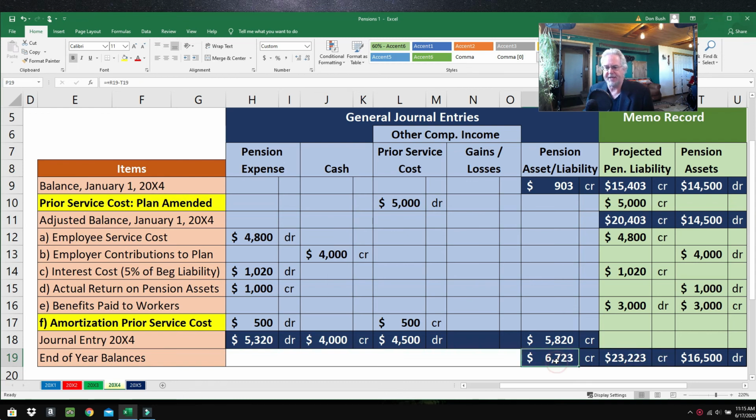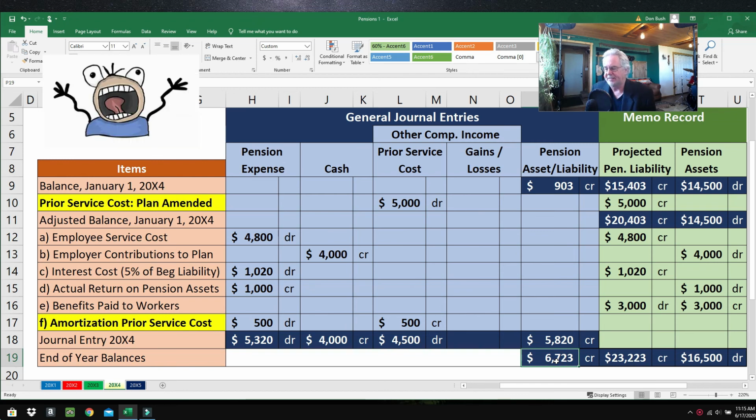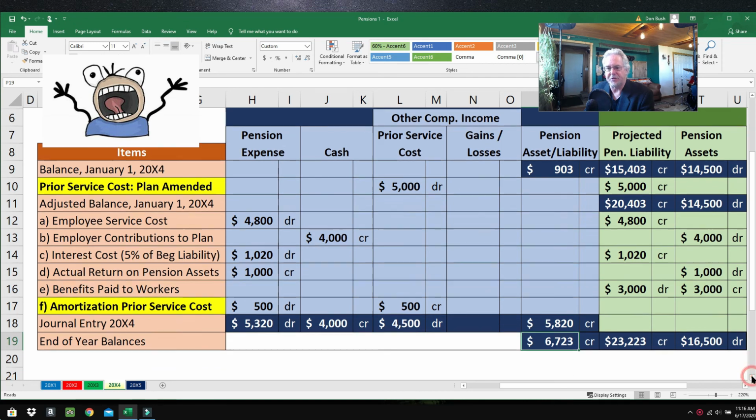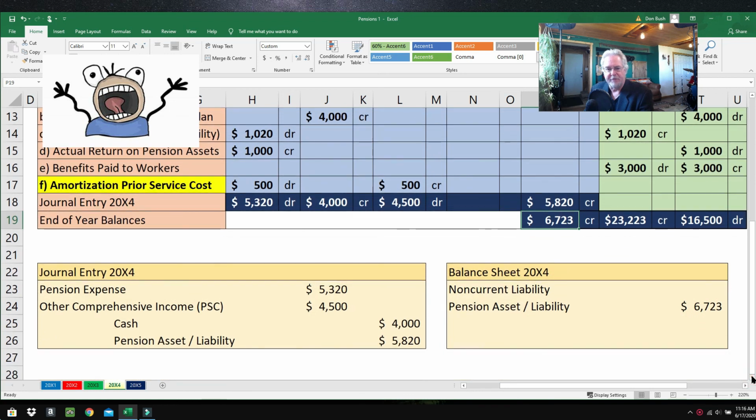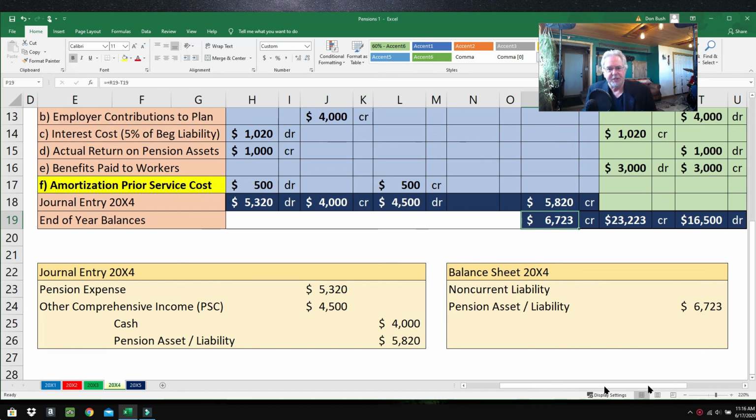So what's happening here is this pension fund is severely underfunded. Just remember that our state and local governments are severely underfunded also, and it's going to be really big problems for those companies and governments here in the near future when they have to pay out all these pension benefits. So here's the journal entry, folks.